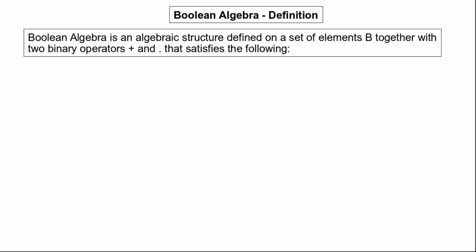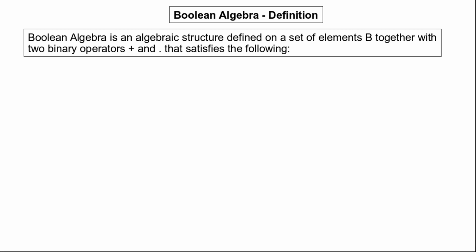Next, we want to talk about Boolean algebra. Boolean algebra is an algebraic structure defined on a set of elements B together with two binary operators plus and dot. So to have a Boolean algebra, first we need a set of elements B, and then we need two binary operators plus and dot. We can define these two operators in any way we want. However, they have to satisfy certain conditions.